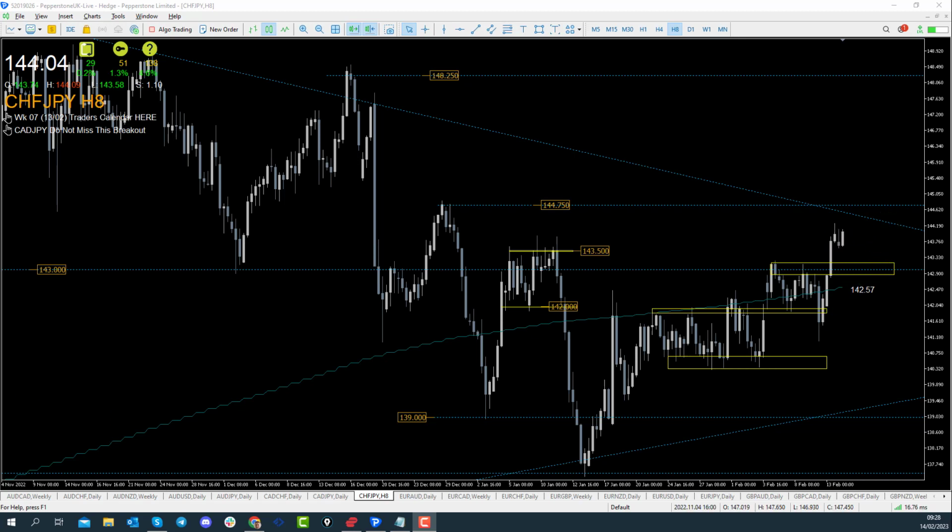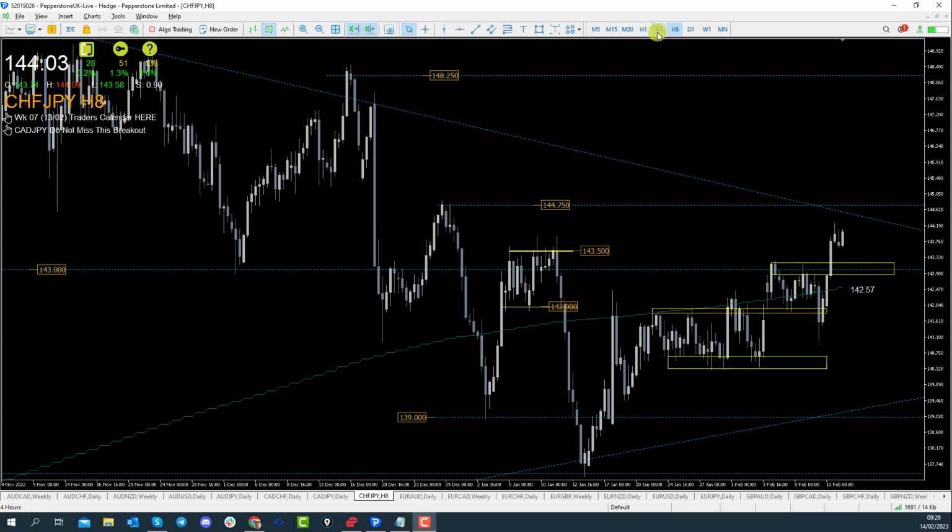If that doesn't happen and price just heads higher and trades through the 144.75 handle, then I think that's going to really open the door for a move up to that 148.25. You can even see this high as well, previously around the 147 handle, also acted as key resistance, so we've got lots of resistance up here which price could target on its way to the upside. Now that's for your trend traders.